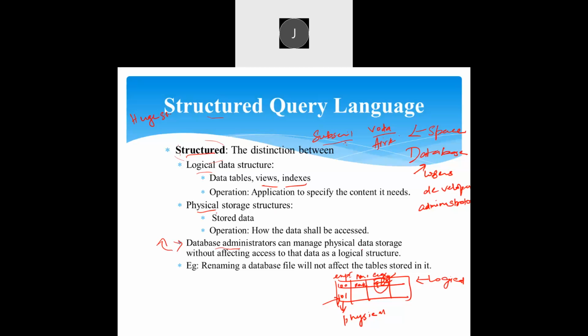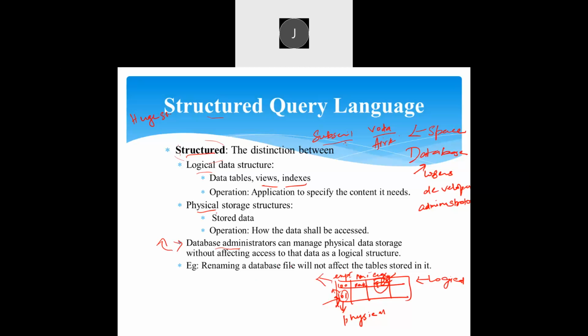They will know how to have a physical storage, like how your database looks, without touching the data itself. They can administer how your data can be stored, or how much space each column or each table should take, likewise. Renaming a database will not affect the tables. What I'm trying to say is, without touching the data itself, he can only change the structure of the data, the physical and logical data structure information. That's what it means. Is this slide clear?